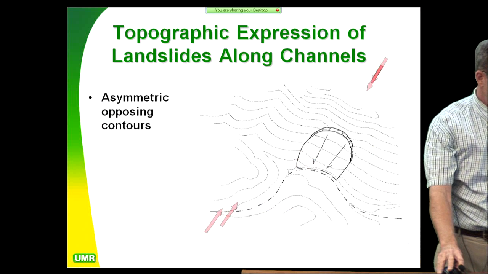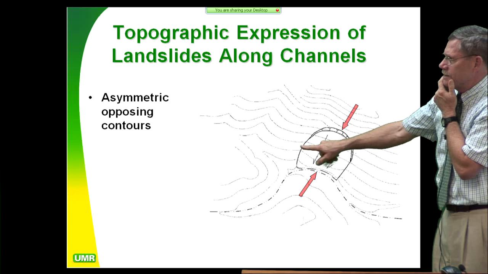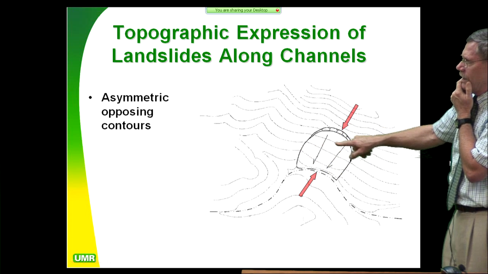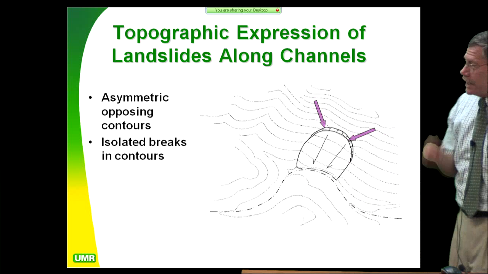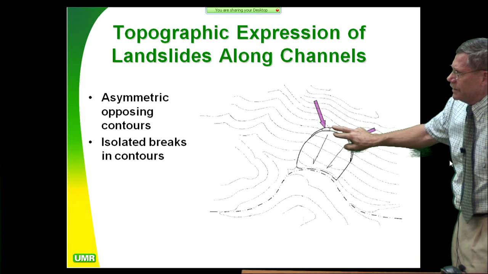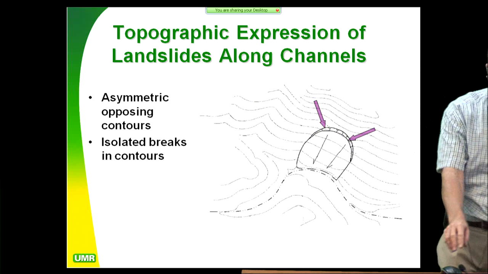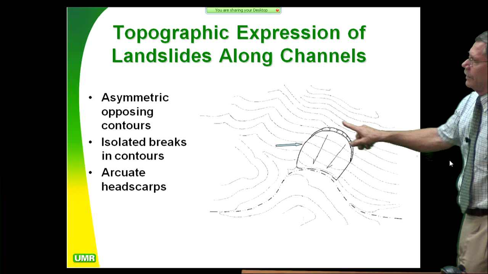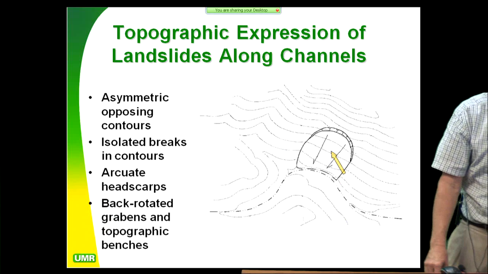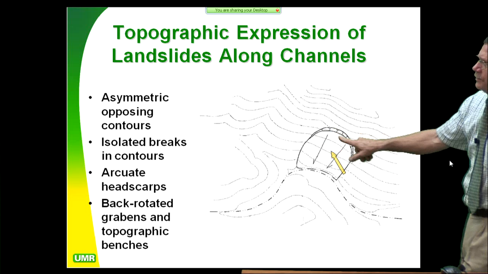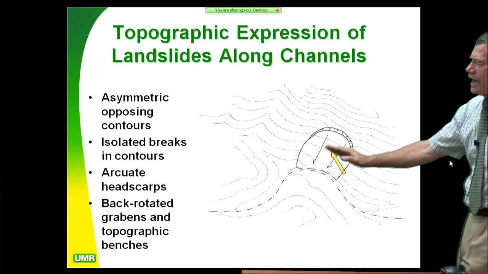So now, what do we see with topographic expression of landslide dams? We see asymmetric opposing contours. Here's contour going downhill, and if we go up the fall line, there's some contours going up the hill. So that's probably a slide. We see isolated breaks in the contours. So you come down here, and all of a sudden the contours get very close together right here, but then they're farther apart over here, and they're farther apart over here. So, isolated breaks in contours. We see arcuate headscarps. That's your dead giveaway. An arcuate headscarp is a dead giveaway that this thing has pulled away in tension and gone down into the channel. And we see back-rotated grabens and topographic benches. We see an anomalously low gradient up in this area because it's back-rotated.